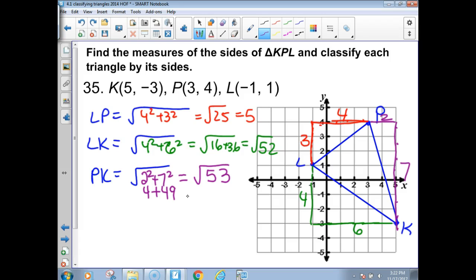What's that telling us? These weren't equal, were they? Very close, but not actually isosceles. So what is it? Scalene. Square root of 53 is not the square root of 52.